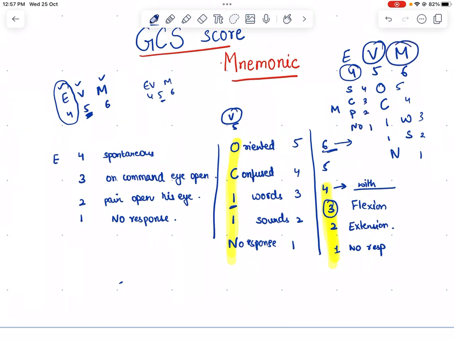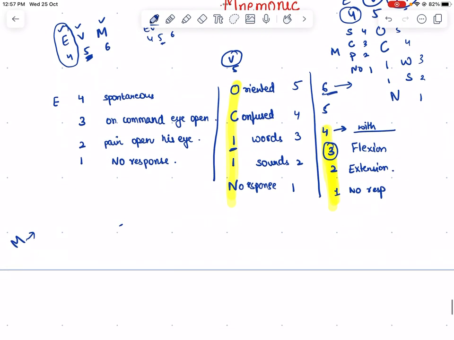And for motor movement we just have to remember a few points, like for flexion we have to give 3 points, for extension we have to give 2 points. Just remember, here E is not for 3. Okay, here for extension the score is 2. And after that, withdrawal from pain, like on pain our hands get flexed, on that we have to give the score 4.